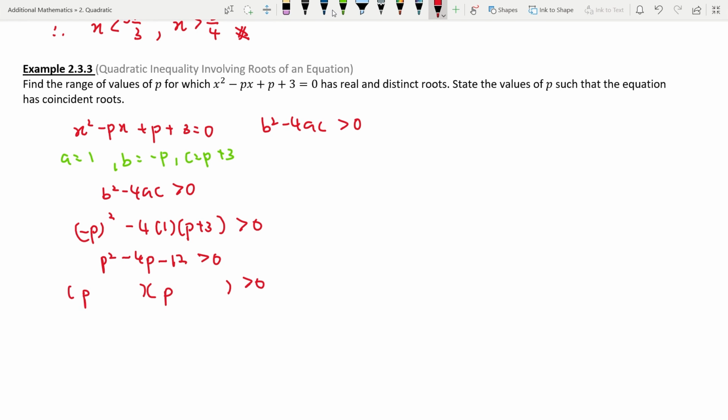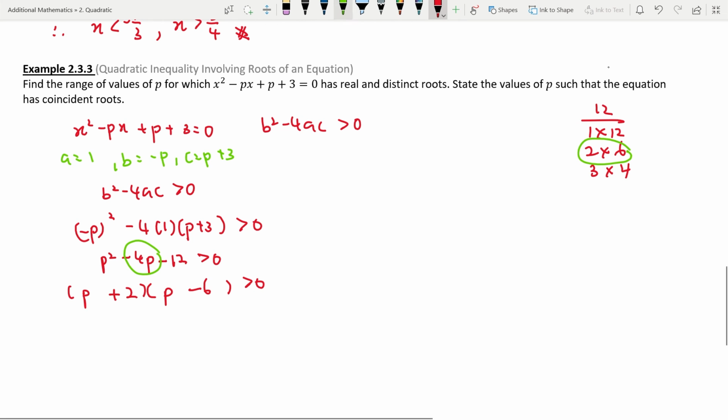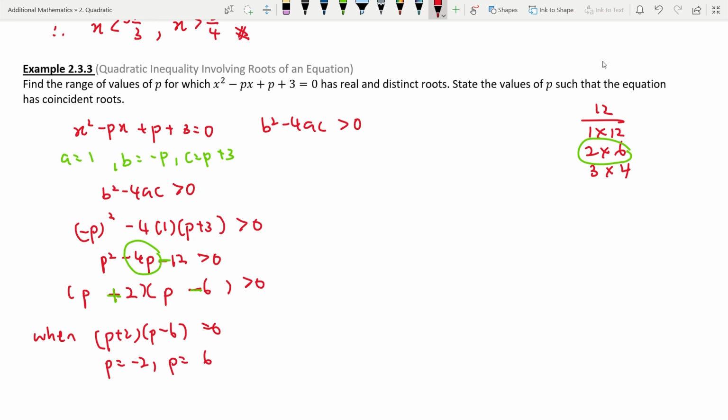p squared is p and p. For 12, we have 1 and 12, 2 and 6, 3 and 4. We need to get a negative 4. This combination will give us a 4. 2 and 6. To get a negative 4, we have to minus 6p plus 2p. And lastly, we need to check positive and negative, we will get a negative. When p plus 2, p minus 6 equal to 0, p is equal to negative 2, p is equal to 6. This is our intercept.